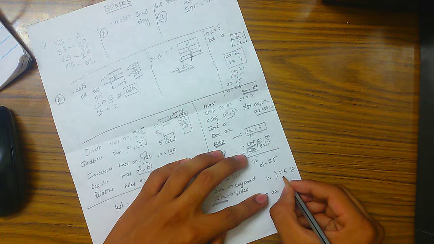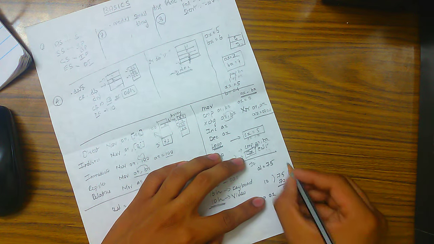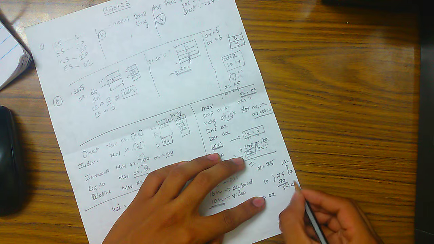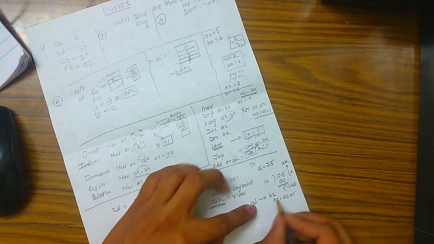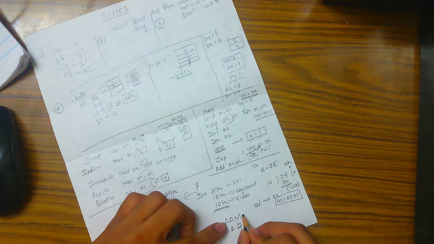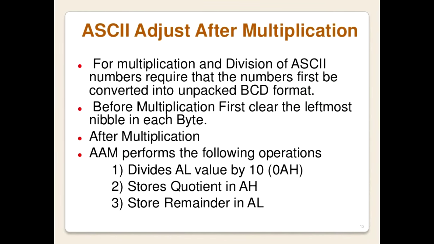So 7 will be moved to AH and 5 will be moved to AL. That is, the AX value will now become 0705. This is what we use AAM for. Multiplication and division of ASCII numbers requires that the numbers first be converted into unpacked BCD format. After multiplication, AAM performs the following operations: divides the AL value by 10, stores the quotient in AH, and stores the remainder in AL. So that's the stuff.